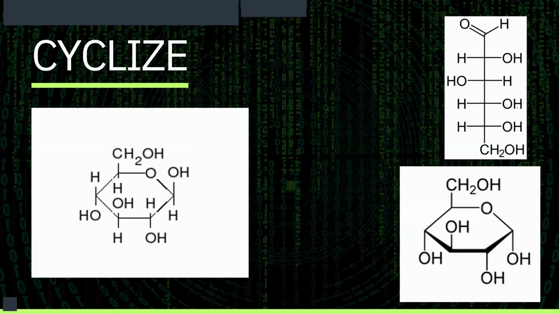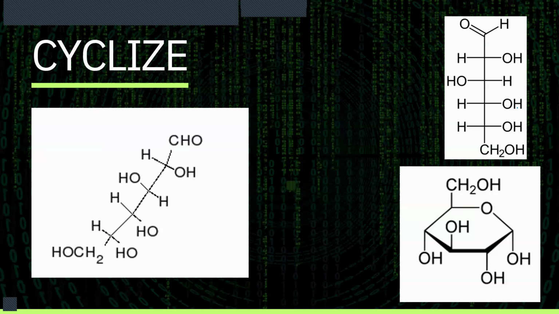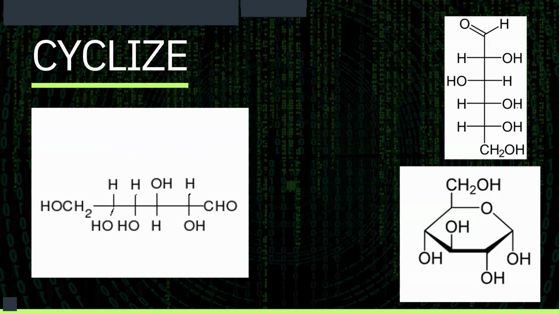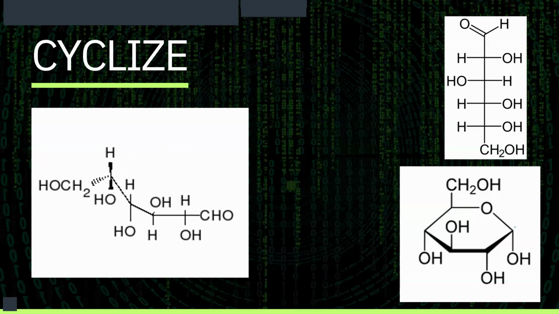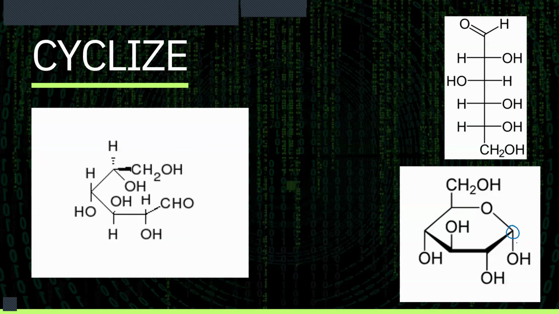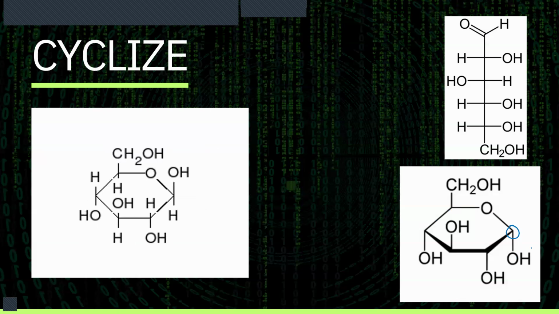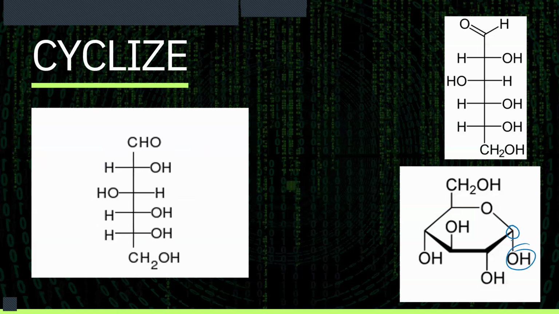What's important to know about a sugar whenever it cyclizes is this carbon right here, our anomeric carbon. What we've got here is a hydroxyl group pointing downward. It could be pointing upward, but in this case, it's pointing downward. Kind of a 50-50 shot. With that in mind, it's important to know, is there any consequence to that? Does that mean anything? And the answer is yes, it does.